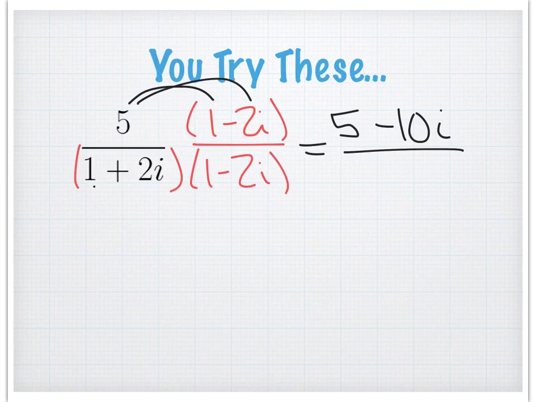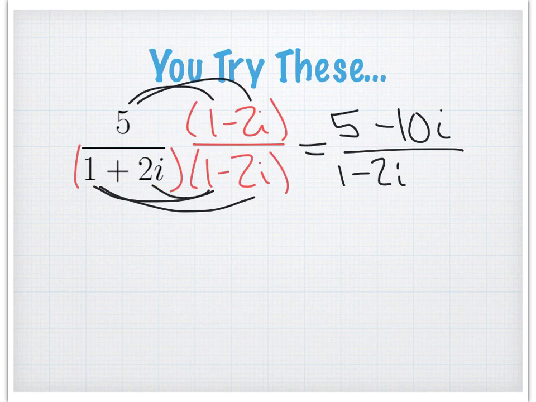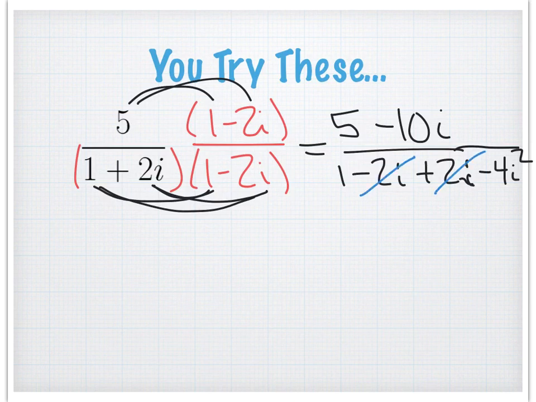In the denominator, 1 times 1 is 1. 1 times negative 2i is negative 2i. 2i times 1 will add 2i. And 2i times negative 2i, be careful here, it's positive times a negative, so the result will be negative 4i squared. There's your denominator. Couple things to remember. The inner and the outer terms will cancel out as always. The denominator becomes 1 minus 4i squared, but the negative 4i squared, that's really saying plus 4. And in that case, the denominator is 1 plus 4 or 5.